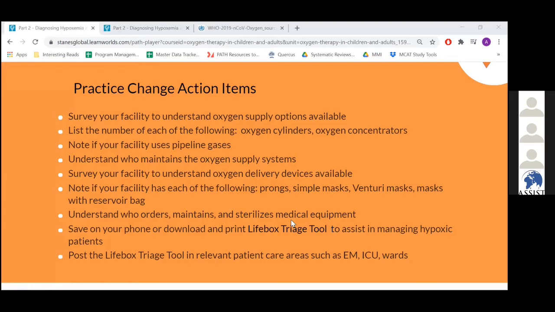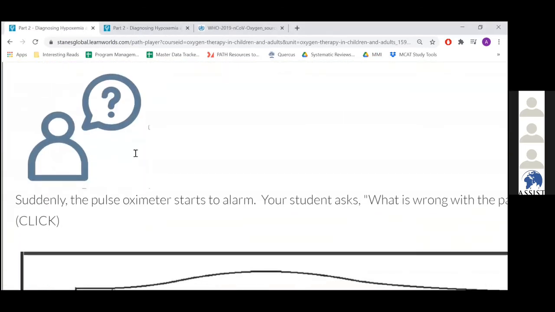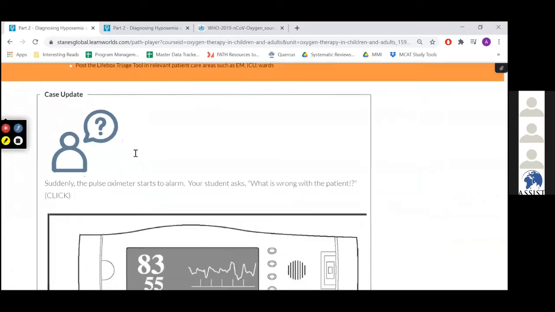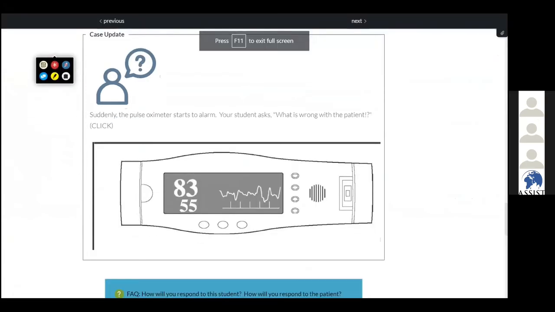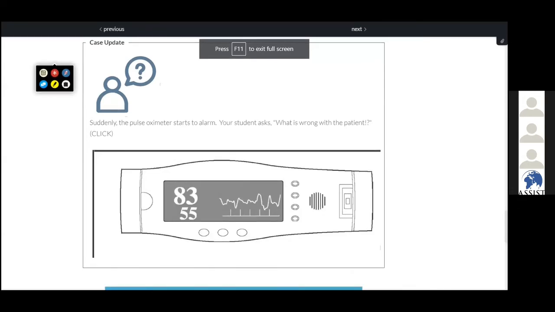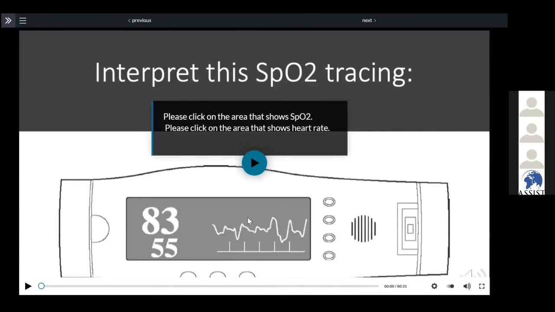Alana, we can go to the next point, please. Thank you. So let us go back to our previous patient. You remember our patient who was suspected of having COVID. Suddenly the pulse oximeter is causing some alarm, and your student is asking, what's wrong with the patient? We are going to see the video of that alarm, and then you will also see the answer to that particular question.